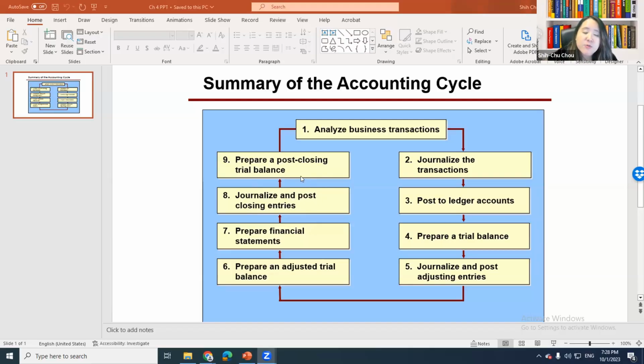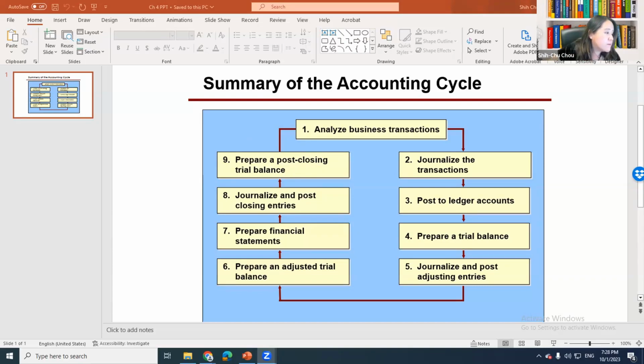Then after we prepare these closing entries, we post them to the ledger, get an updated balance, and again prepare another trial balance. This is the trial balance we prepare after we finish the closing process, so we call it a post-closing trial balance, which is the last step that we see in the accounting cycle.